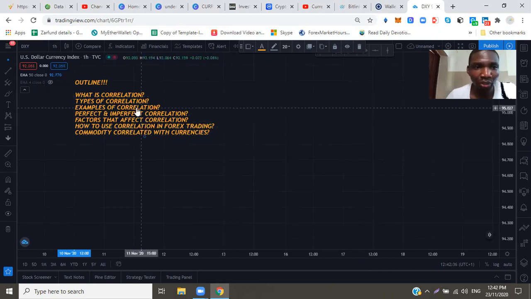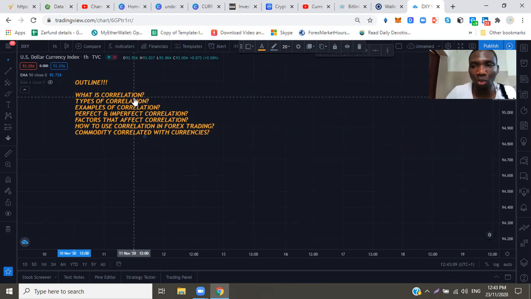Okay, so now the topic, like I said, is called currency correlation. So what is correlation? Correlation basically is a statistical term in financial markets. Basically, it's a relationship. It measures the relationship between different assets, different securities, or different things.